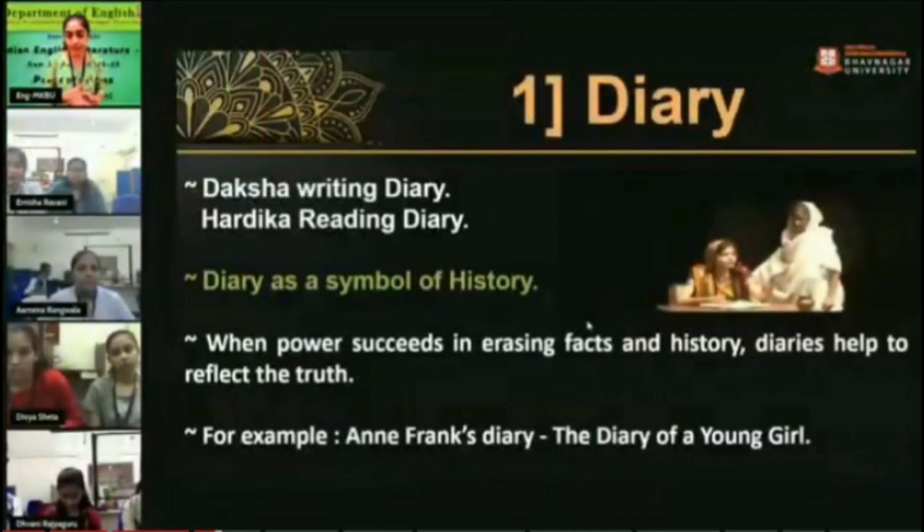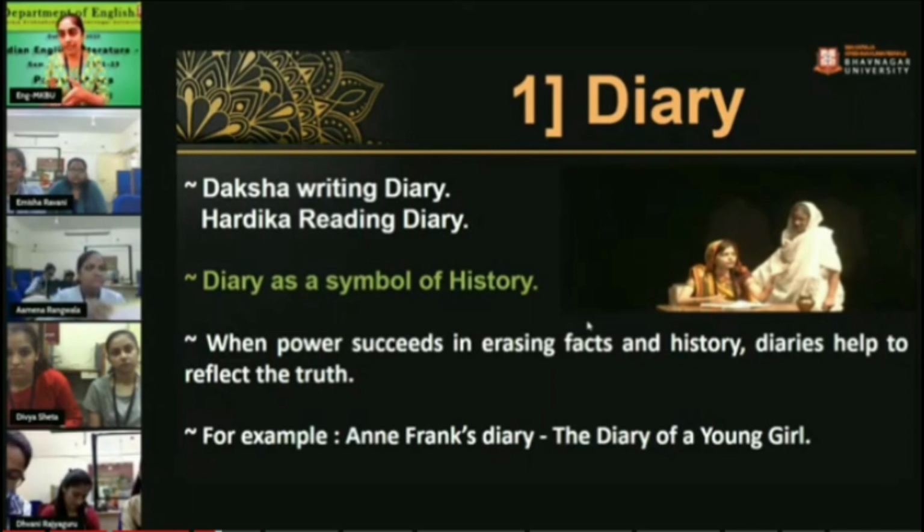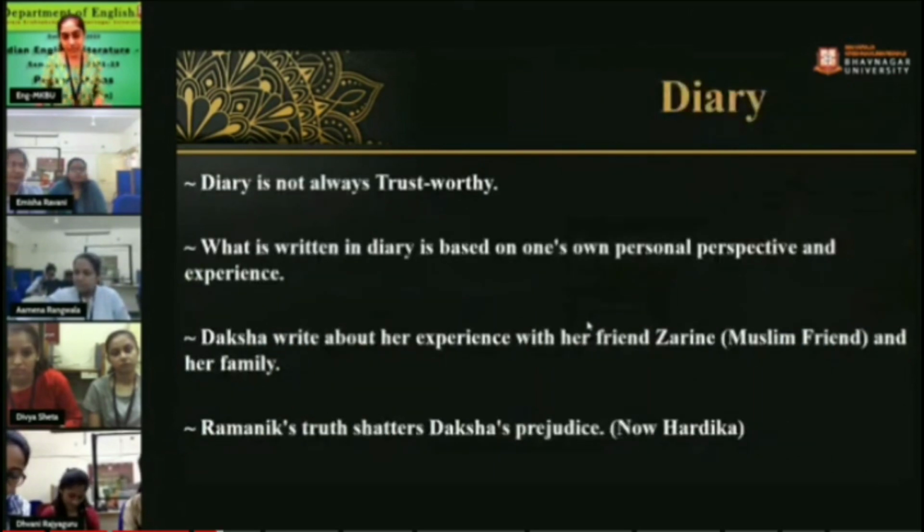For example, Anne Frank's diary, The Diary of a Young Girl, talks about how the Nazis humiliated the Jews. Similarly, here Daksha's diary is trying to tell the history after independence and before independence.